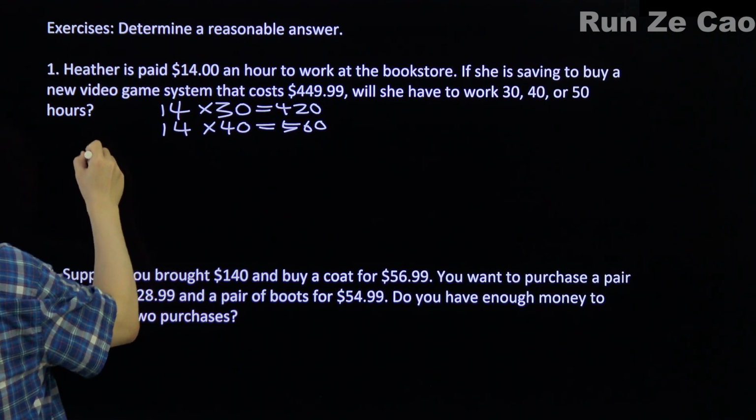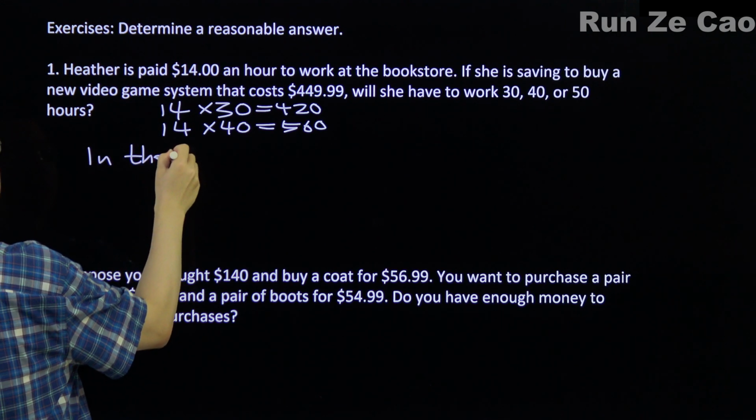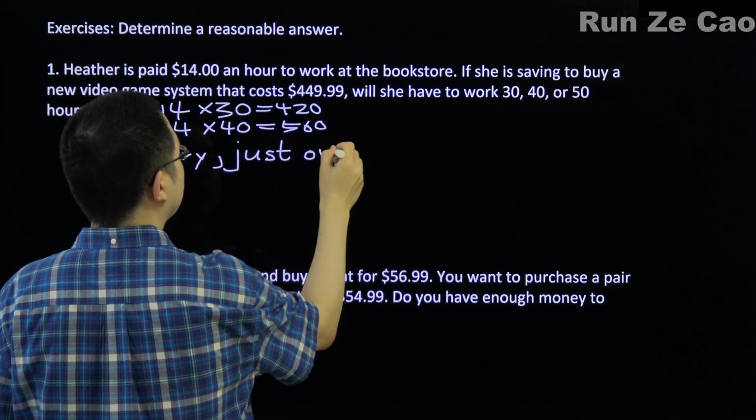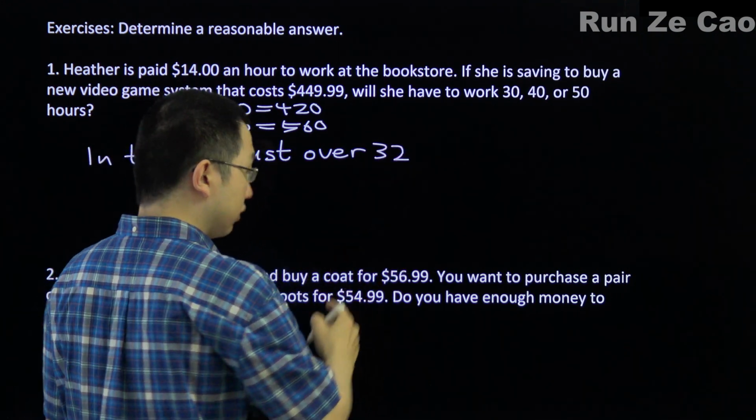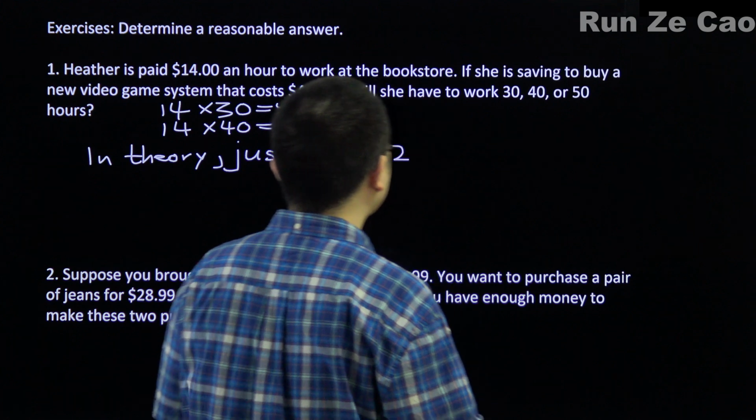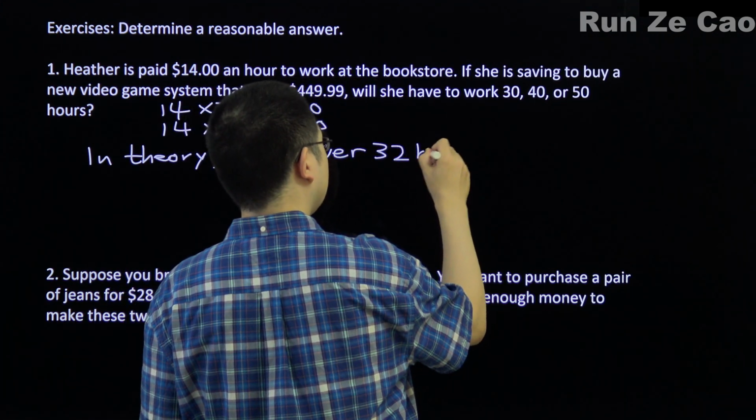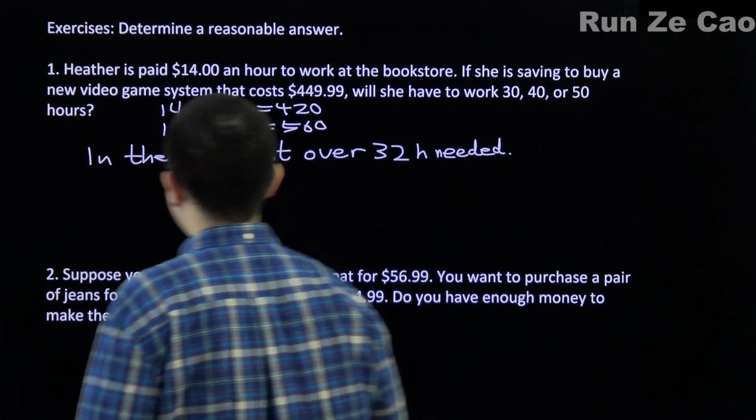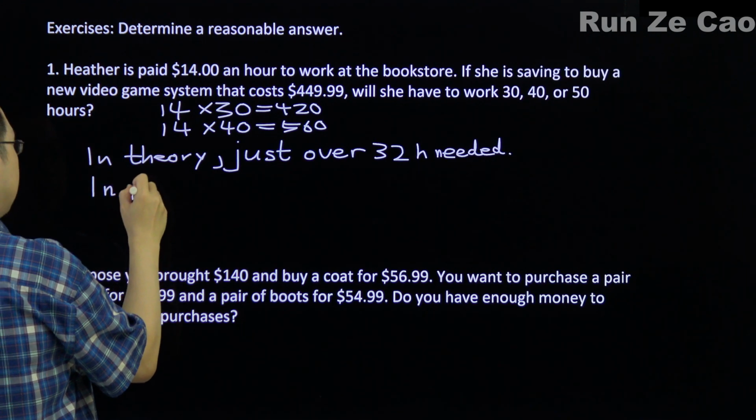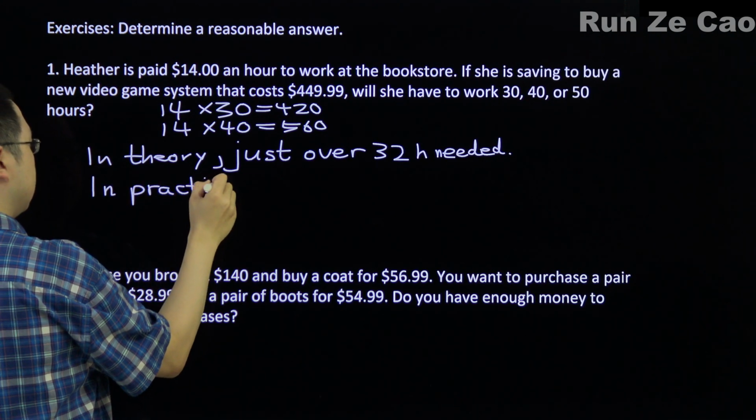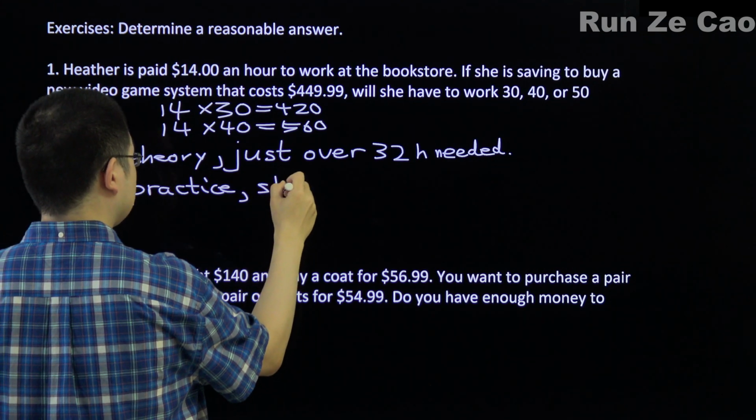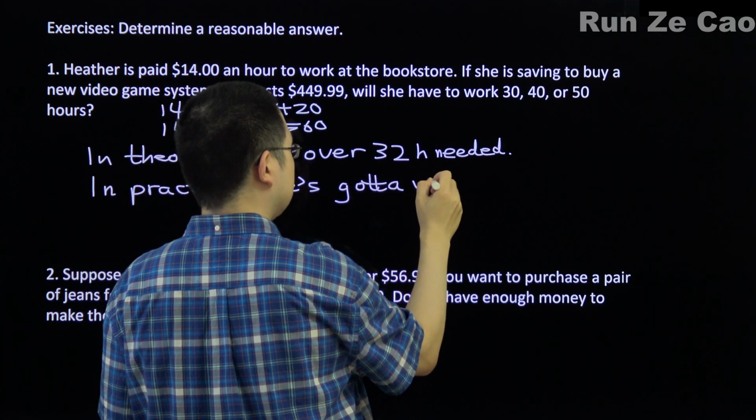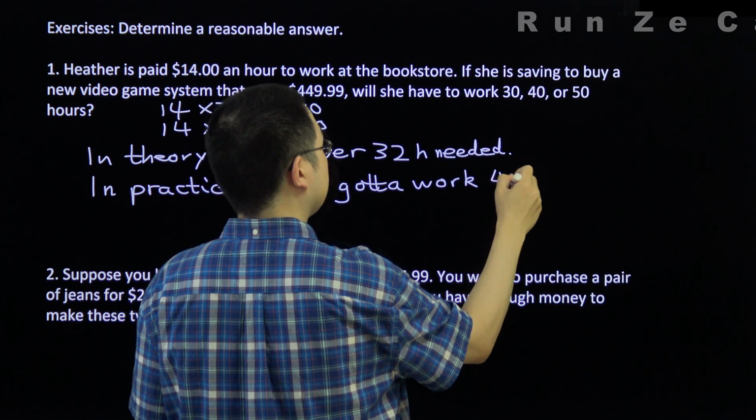So, in theory, just over 32 hours. 32 hours would get her $448. Needed. In practice, she's probably got to work 40 hours.